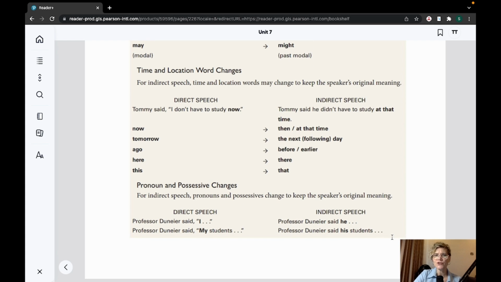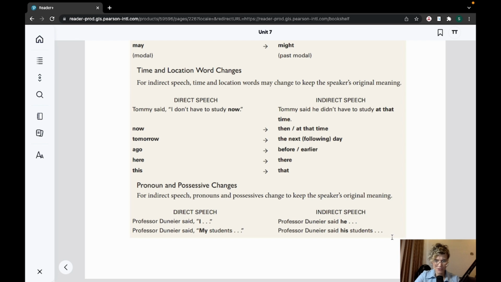Time and location word changes. We've got those two. So for indirect speech, time and location words may change to keep the speaker's original meaning. For instance, Tommy said, "I don't have to study now." It will become, Tommy said he didn't have to study at that time. So now can become then or at that time, tomorrow, the next or following day, ago, before, earlier, here, there, this, that.